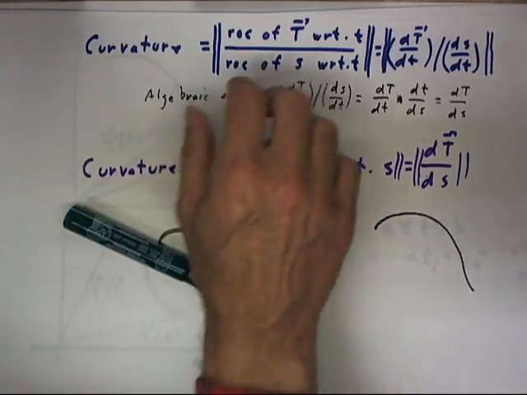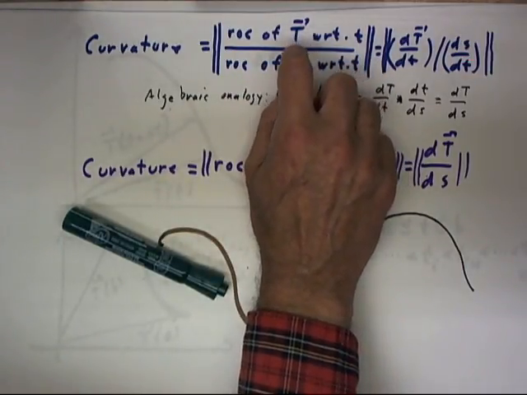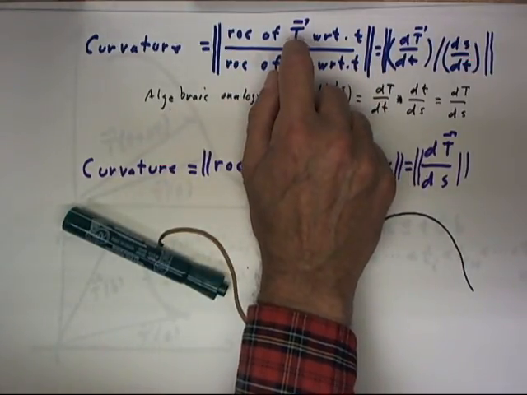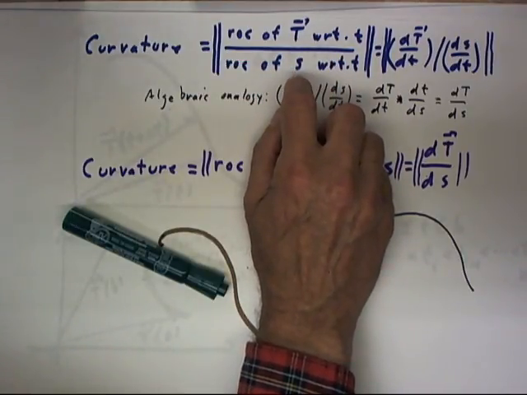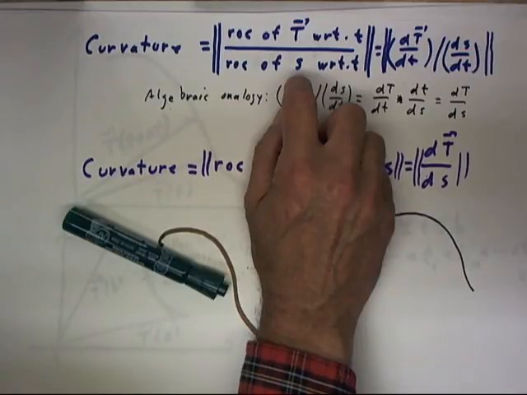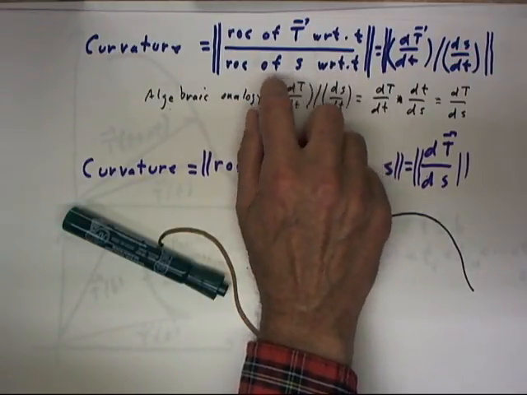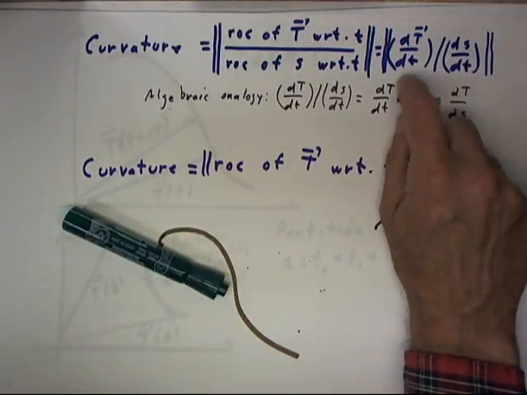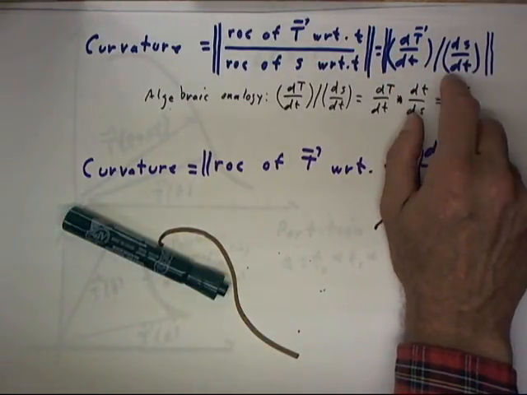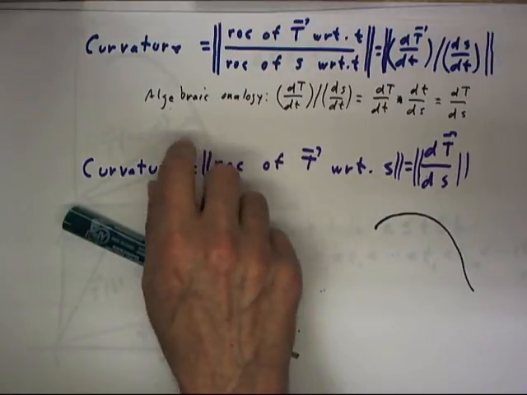So that we're taking the t derivative of the unit tangent vector, but dividing by the speed with which we're moving along the curve, which is the rate of change of position on the curve with respect to t. And that is, again, the familiar expression that we used previously.